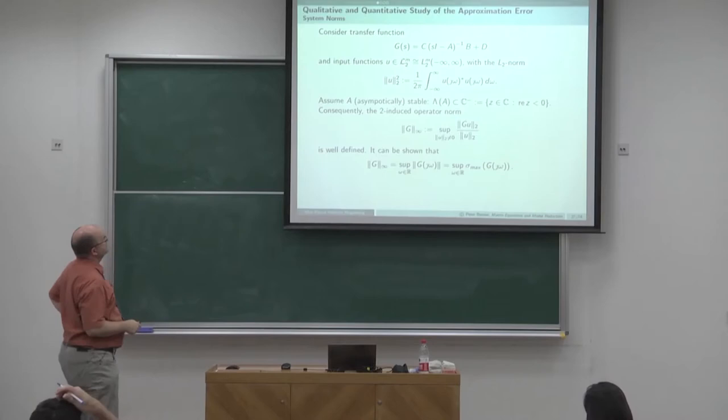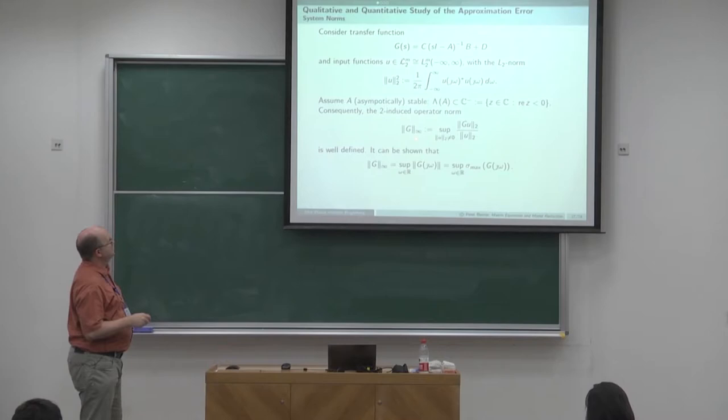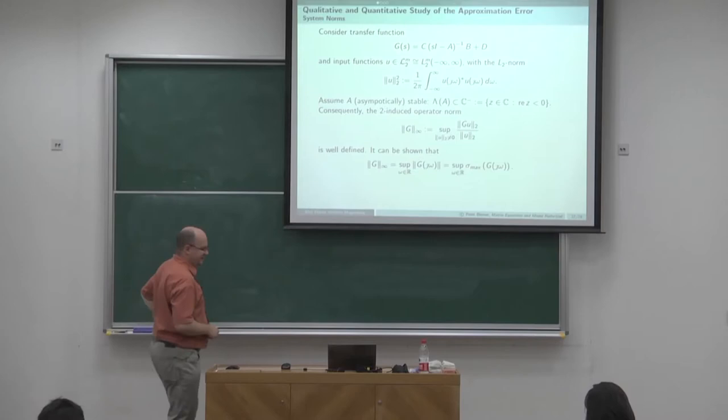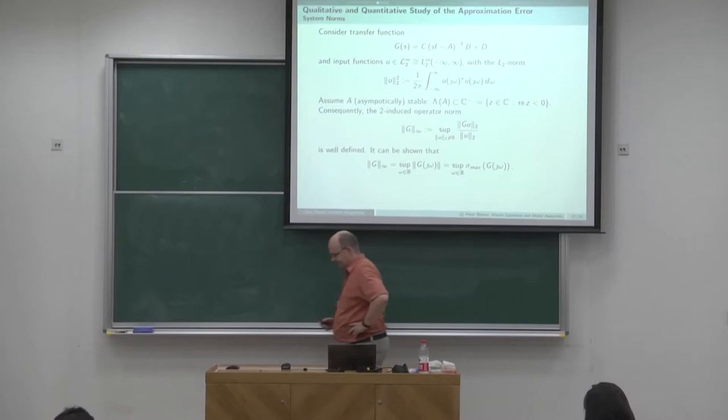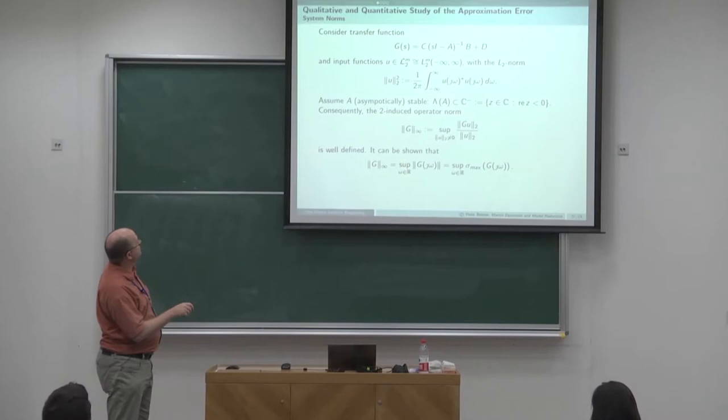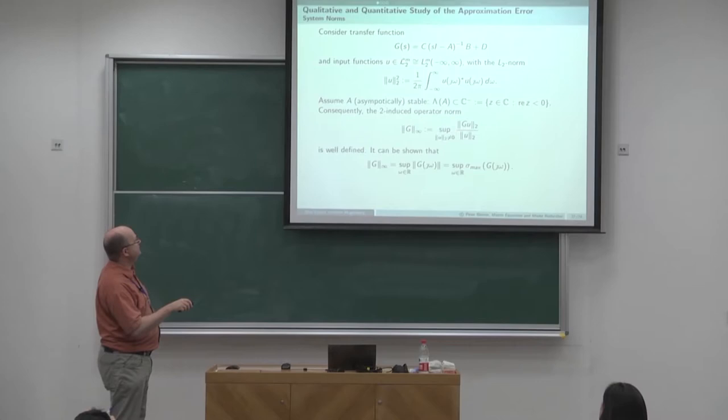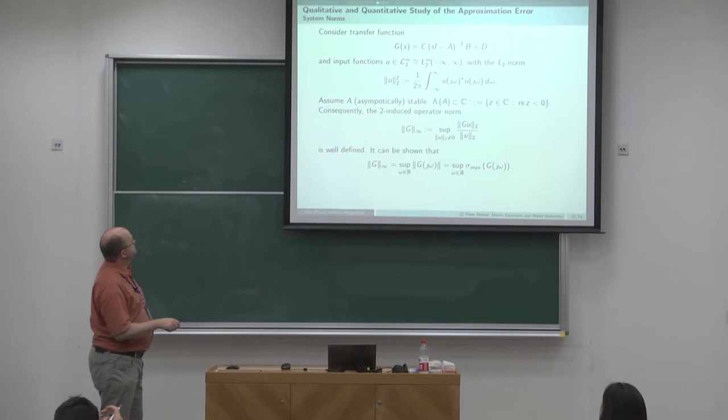Now we can define the 2-induced operator norm. And for some reason, that's then called the H infinity norm. So you have an infinity symbol. That's intuitively not clear at the moment. It's as it is in the literature. So if you take this 2-induced operator norm, supremum of norm of G times U divided by norm of U, we know that this exists. This is Y that we have just proved to be an L2 function. This is U, which we have assumed to be an L2 function. So this is well defined.